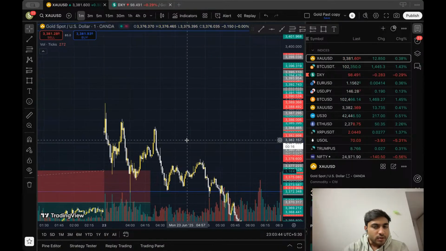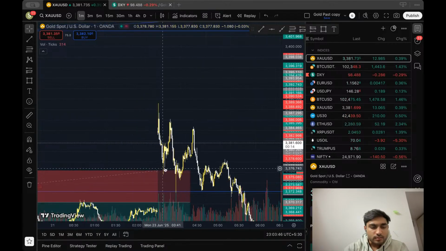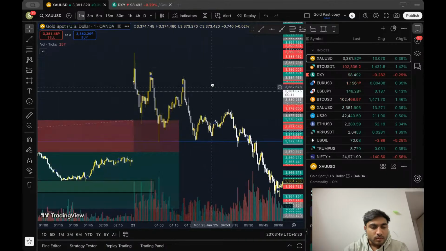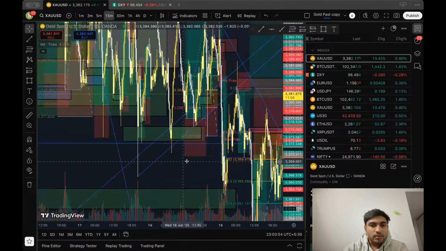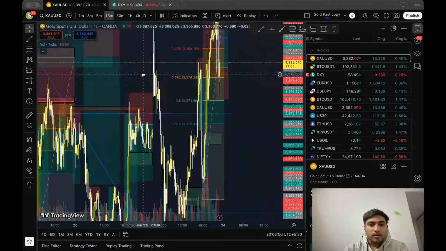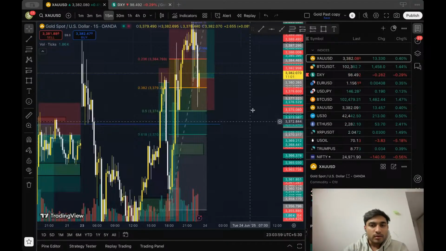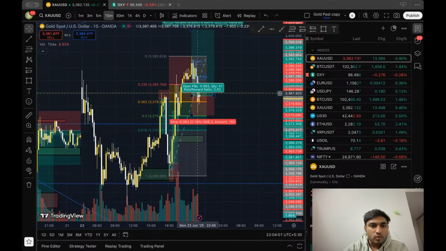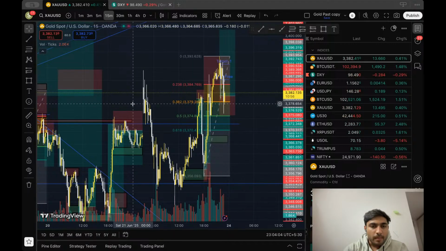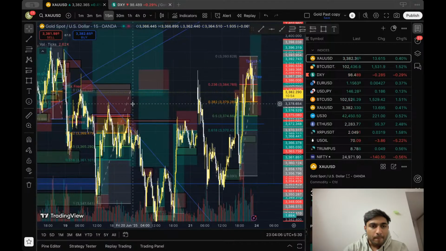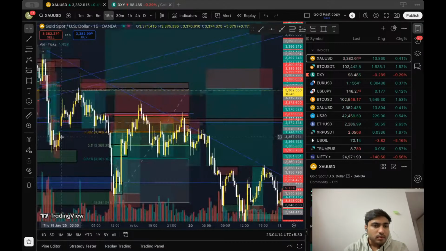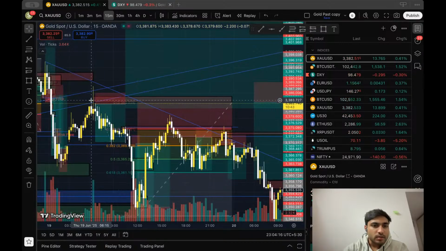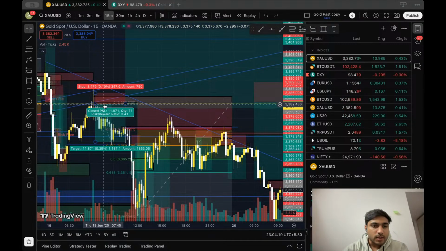It gave us the move. Interesting, yeah? On the 1 minute it's a little difficult to see that. Now, 82 is a market structure here. 82 is a market structure over here. You can see that.